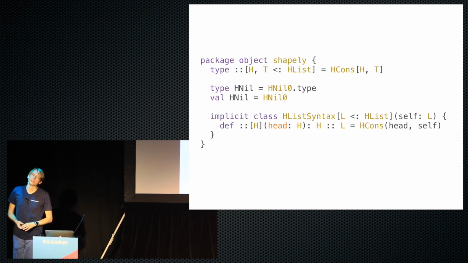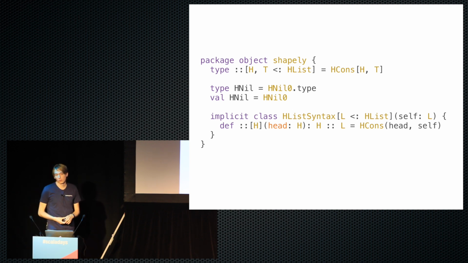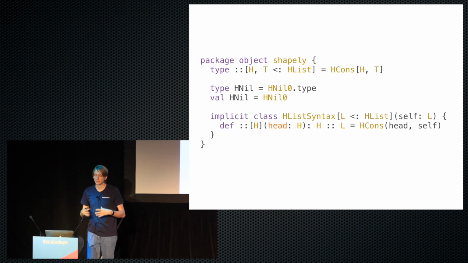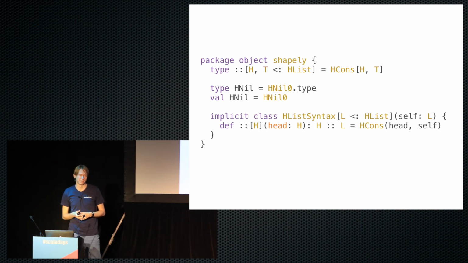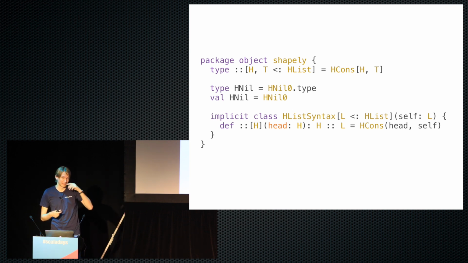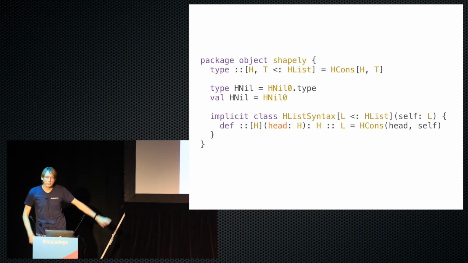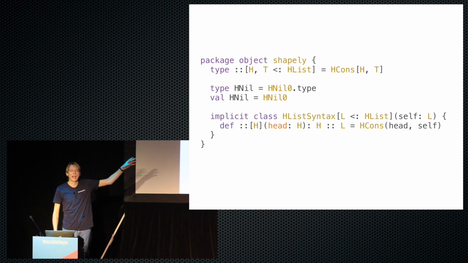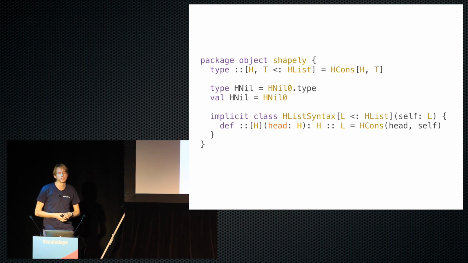Now, what we're going to do to make HList a little bit more palatable to work with is implement some syntactic stuff on top of this. So we're going to have a cons type that makes it easier to work with the HCons thing. We're also going to have a cons method so that when we have an HList, we can cons things onto it, just like with List.